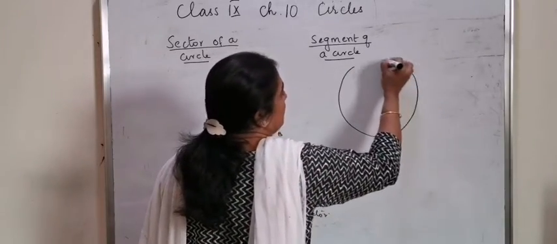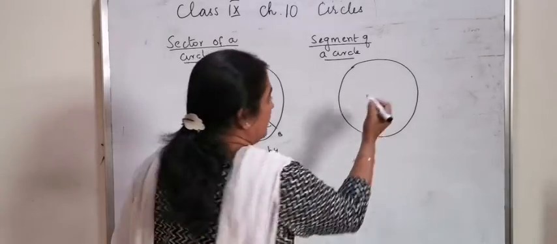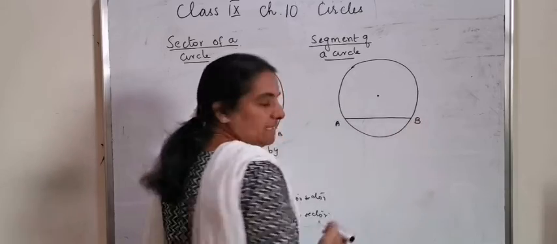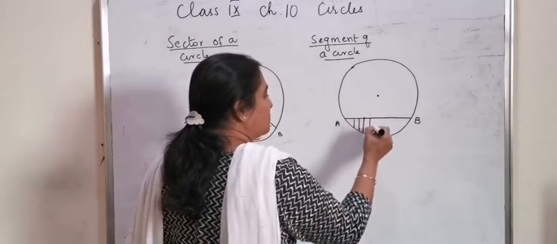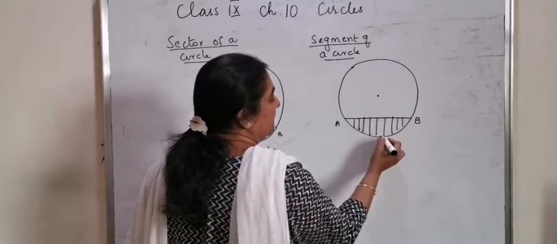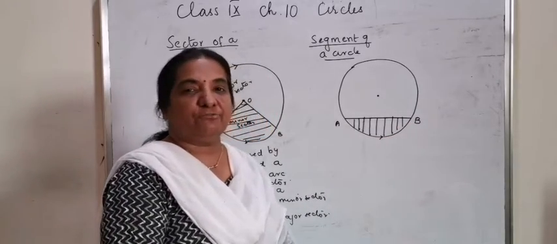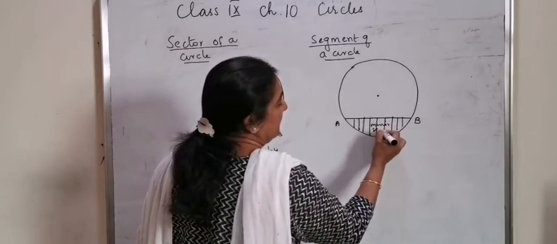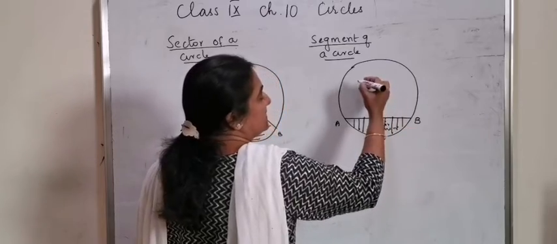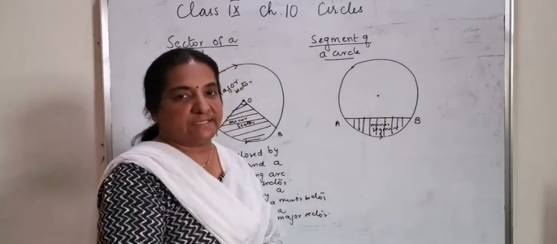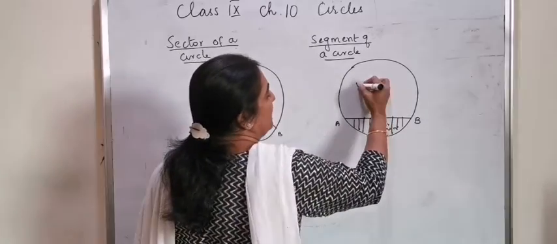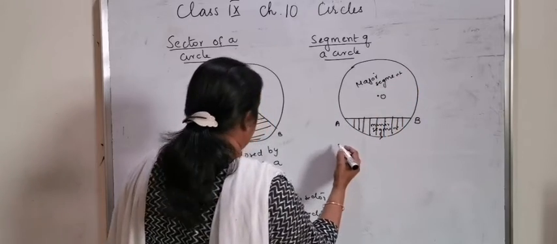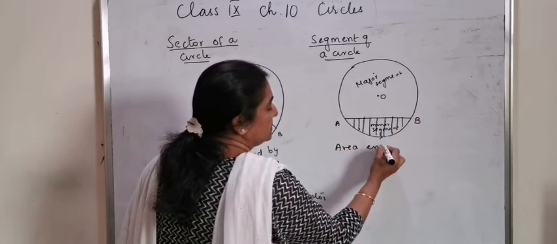Imagine a circular cardboard piece. If you draw a chord AB, the area enclosed by the chord and the corresponding arc is called a segment of a circle. In the figure, this segment is a minor segment, and if a segment includes the center of the circle, it is called a major segment.